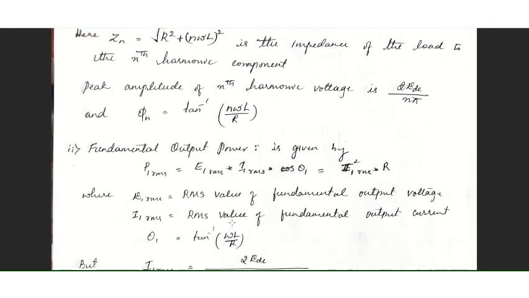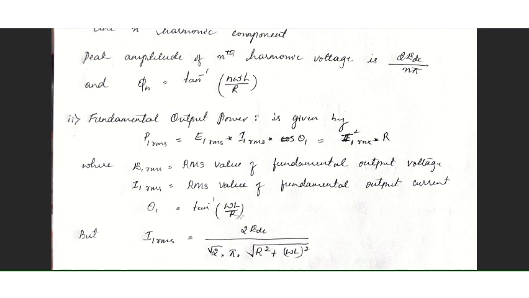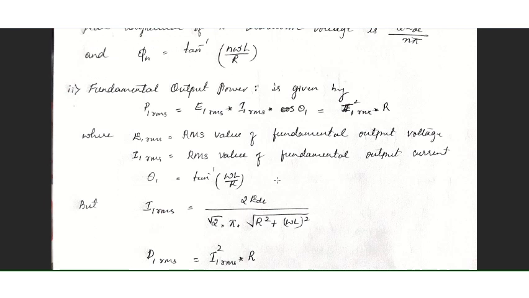And phi n here is nothing but tan inverse of n omega L by R, because of the RL load. The fundamental output power is given by P1 RMS, which is equal to E1 RMS into I1 RMS into cos theta 1, because it is a fundamental power. Or instead of this, we can also take it as I1 RMS square into R, where E1 RMS is the RMS value of the fundamental output voltage, and I1 RMS is the RMS value of the fundamental output current. And theta 1 is nothing but tan inverse of omega L by R, because n is equal to 1 here.